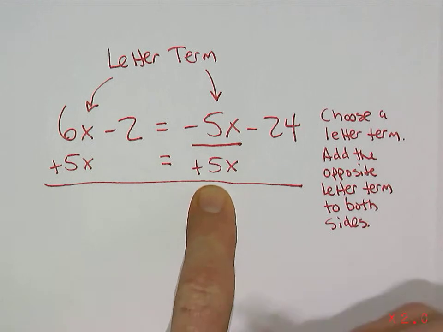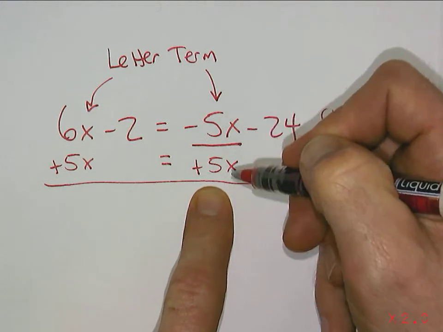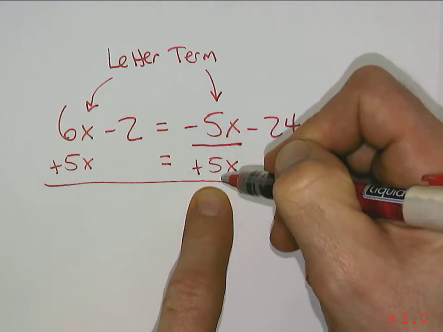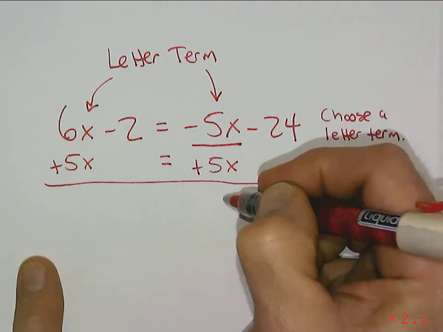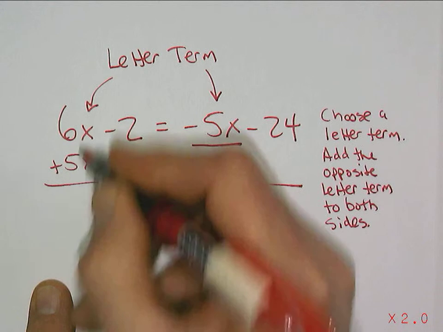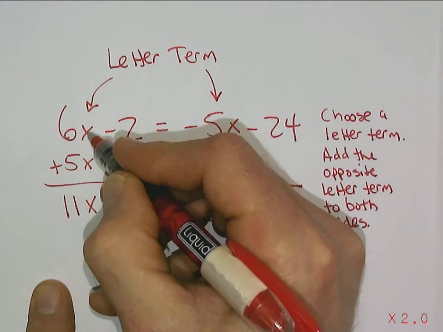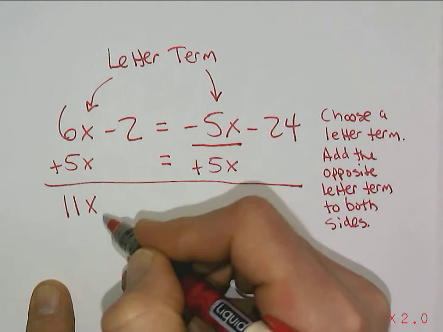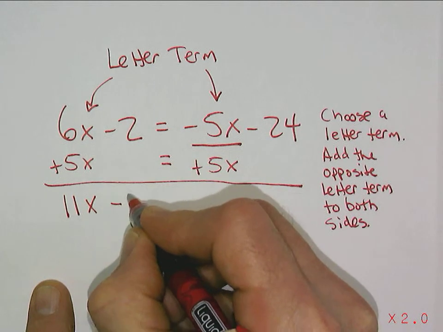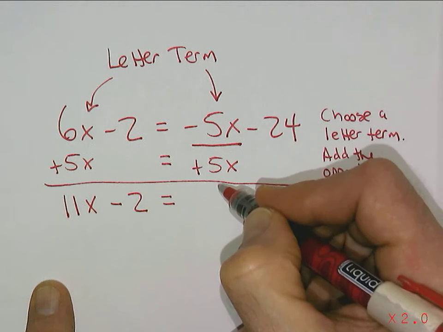I add the opposite, the additive inverse. Whenever you take the opposite and add it to something, it makes it become 0. So this is a 0, and so it goes away on this side. And we have 6x plus 5x makes 11x. 6 and 5 is 11. This would be like there were 6 x's and 5 more x's make 11x. Minus 2, and then this went away. That was the whole idea, now that becomes 0.